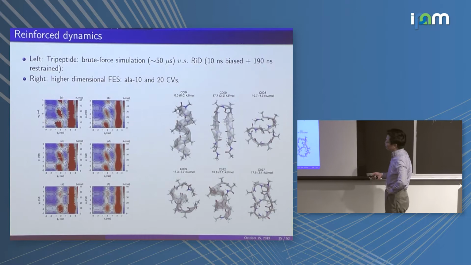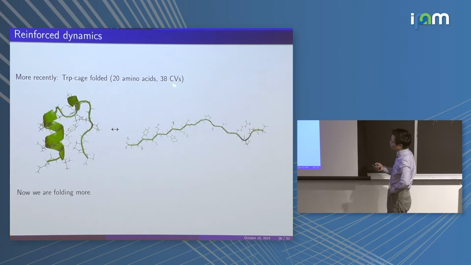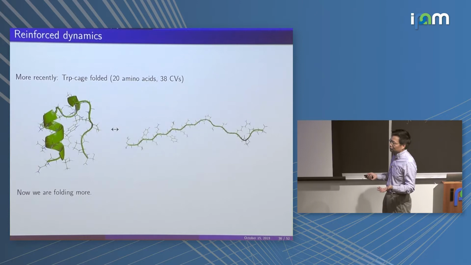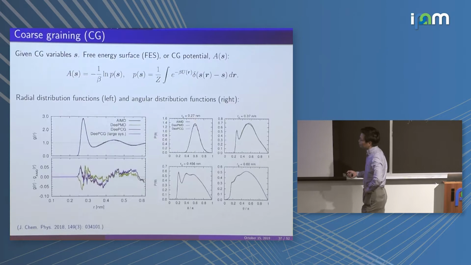And you can use that for proteins. So this is a little protein with 20 amino acids. There are 38 collective variables. This is the initial configuration, and this is the folded structure. We haven't really worked very hard on this, but I think if you do, you can do this with hundreds of collective variables. This really opens up a lot of possibilities. With this, you can now do coarse-grained molecular dynamics.